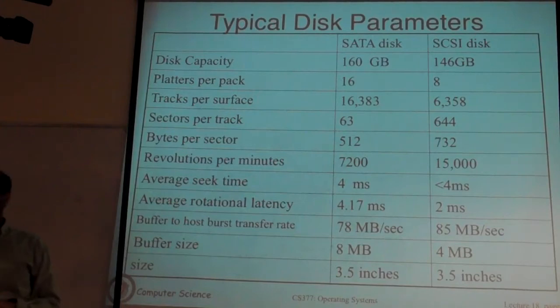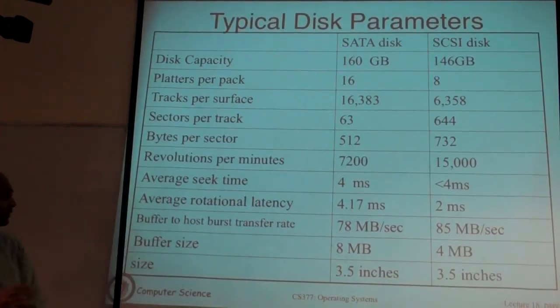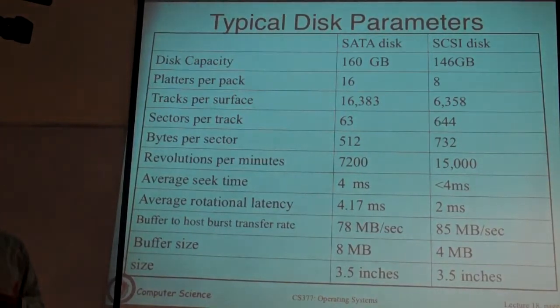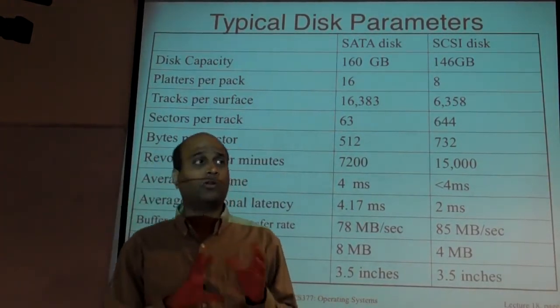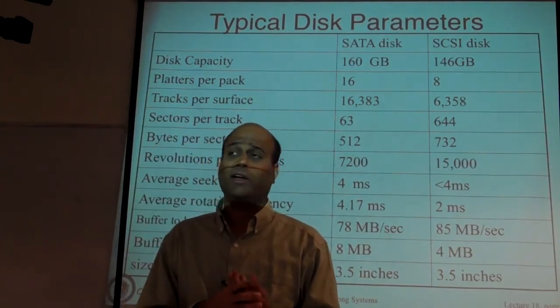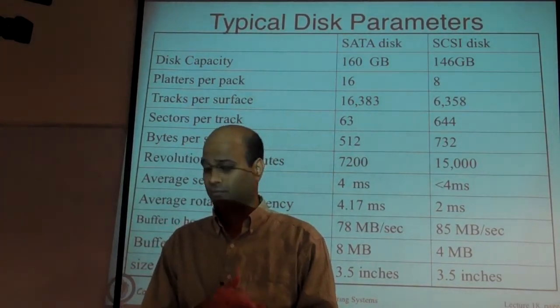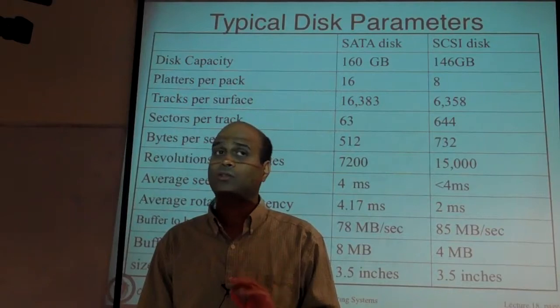The disks also have buffers on them, so they can buffer data internally before transferring data out, on the order of a few megabytes. Just to give you a feel for what kinds of characteristics we are looking at. Any questions on any of this?